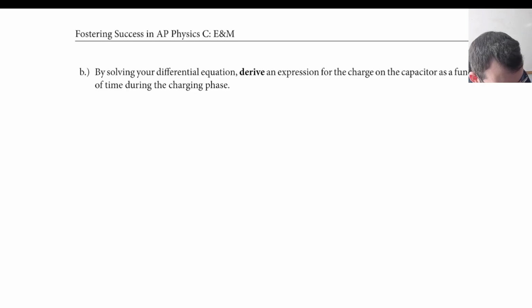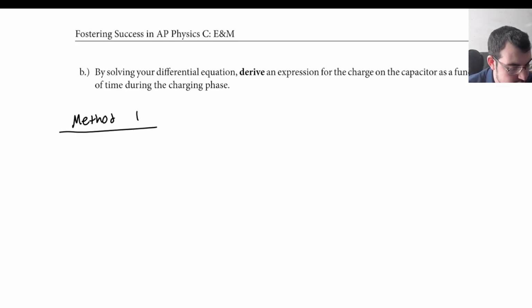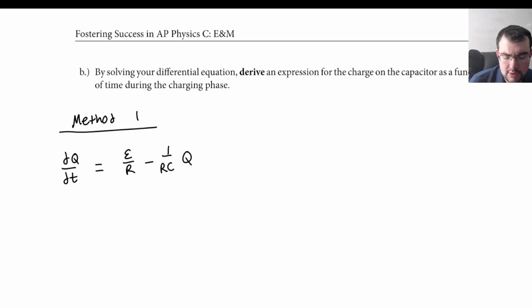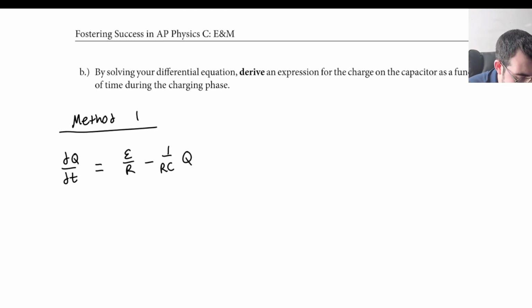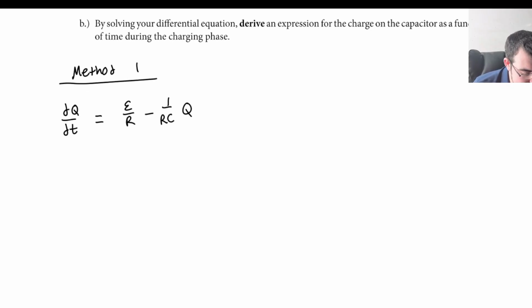So the by-the-book method is we are trying to solve dq/dt equals epsilon over R minus 1 over RC times Q. The book method says separate, integrate, and solve. Separate means put everything containing a Q on one side and everything not containing a Q on the other. That's at least how I choose to do it.